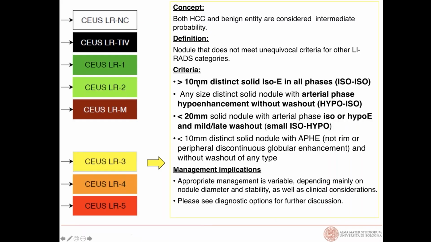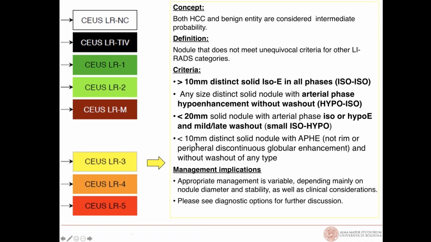Then LR3, more than 10 millimeter lesion, iso-enhancing in all phases. If it was less than 10, it is LR2. Or any size solid nodules with arterial phase hypoenhancement but without washout, or a lesion with arterial phase iso or hypoenhancement, and when there is mild and late washout, it has to be small, less than 20 millimeters. In all these cases, the risk of HCC is intermediate.